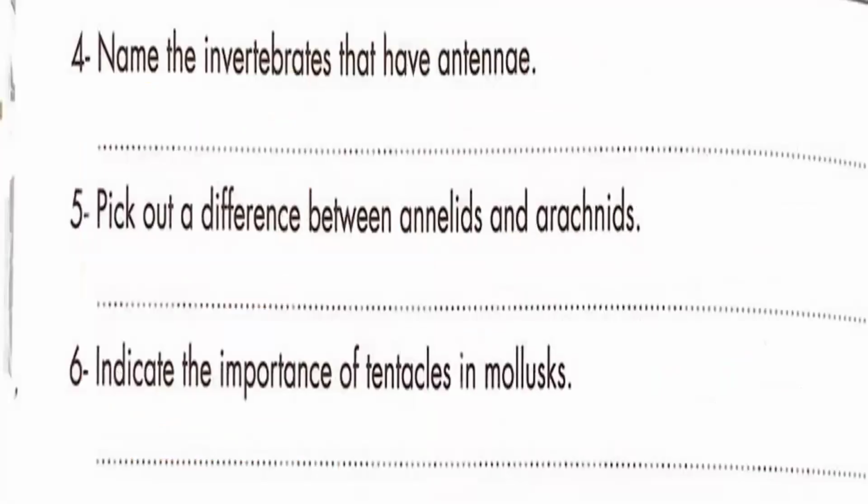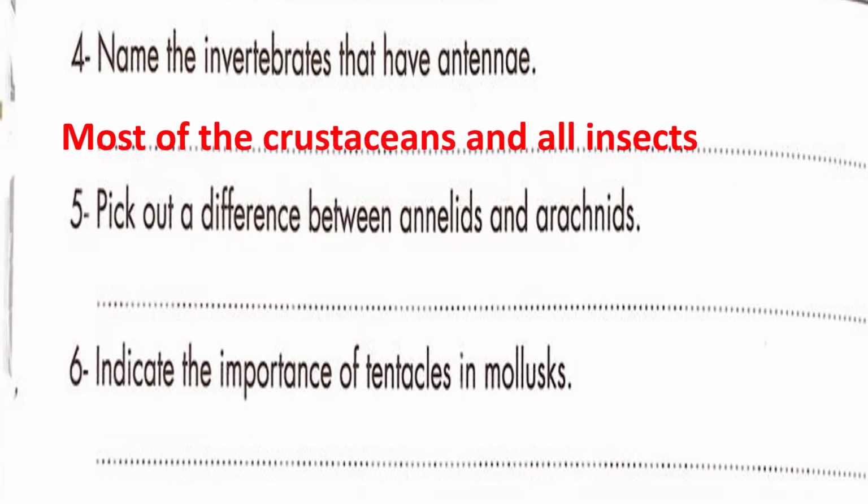Let's start with number 4. Name the invertebrates that have antenna. Here we are talking about all the groups of invertebrates. If we want to compare all the groups with respect to which group have antenna or not, you will see that some crustaceans have antenna and all insects have antenna. So the answer will be most of the crustaceans and all insects.